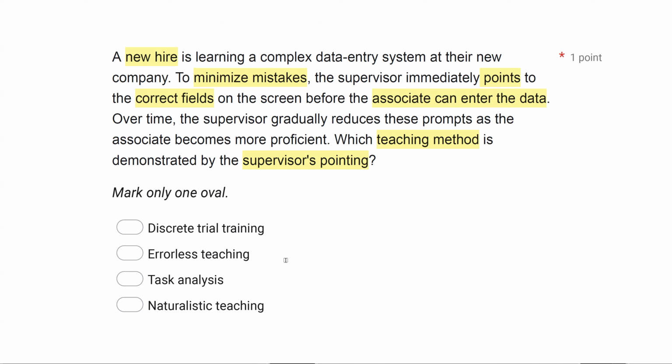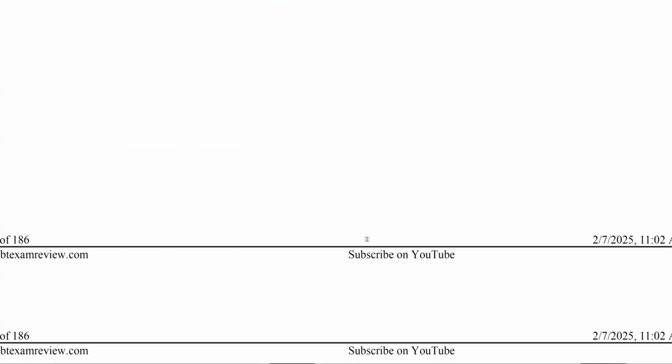They are errorless teaching. C, task analysis involves breaking down a behavior into steps. We haven't broken down this behavior into steps. And then naturalistic teaching or incidental teaching is using naturally occurring situations to teach. This is not a naturally occurring situation. The hire is being taught explicitly this data entry system. And how are they being taught? Well, through errorless teaching. The supervisor is not allowing the new hire to make mistakes.